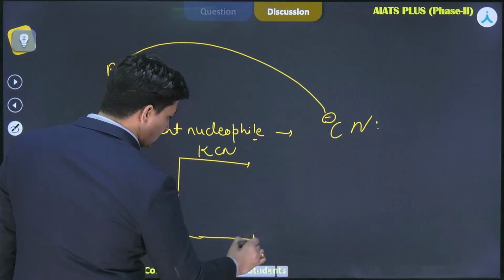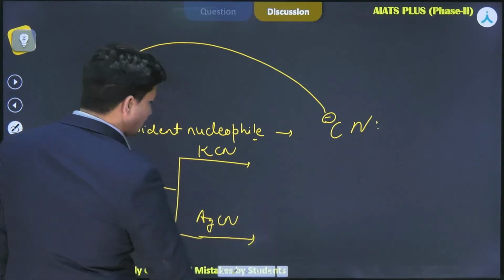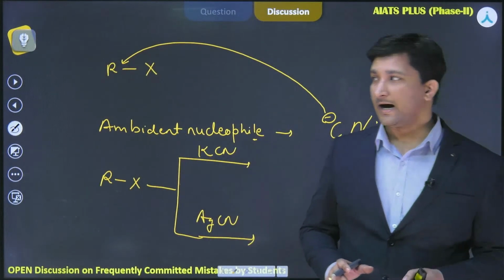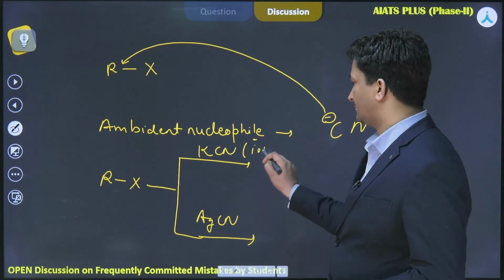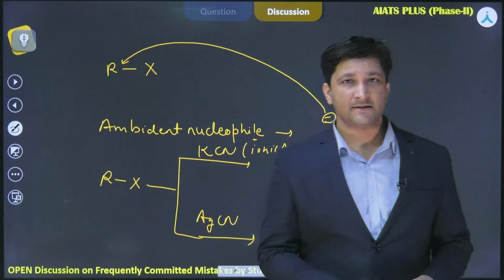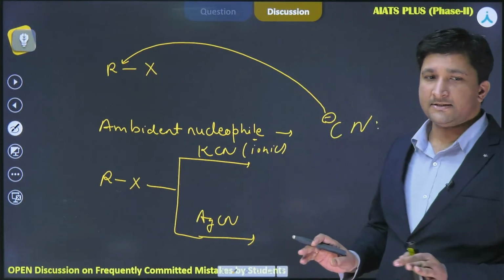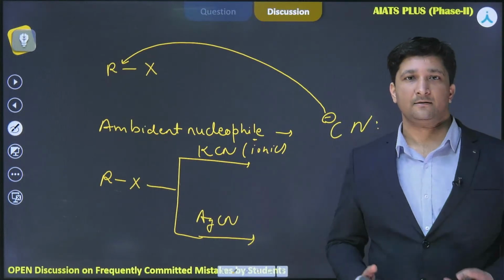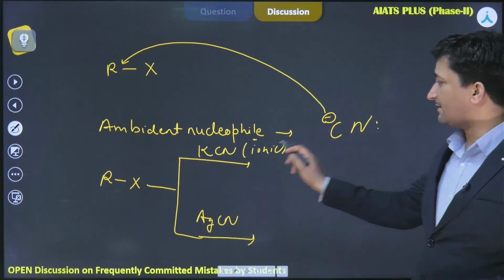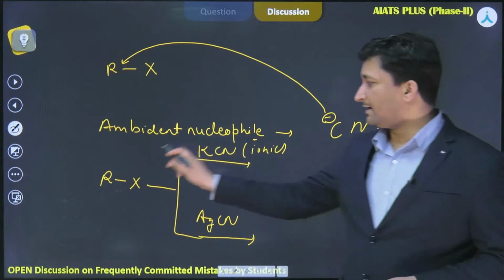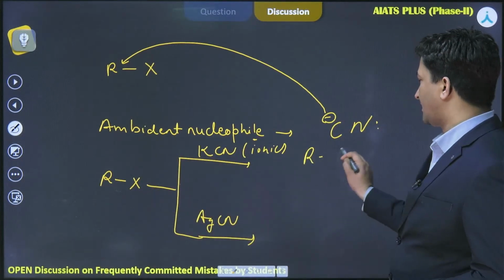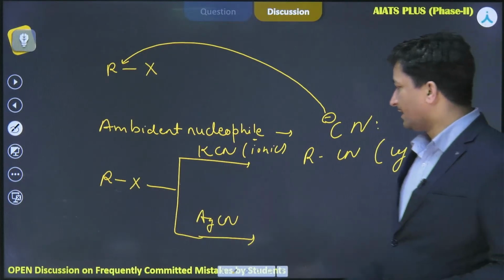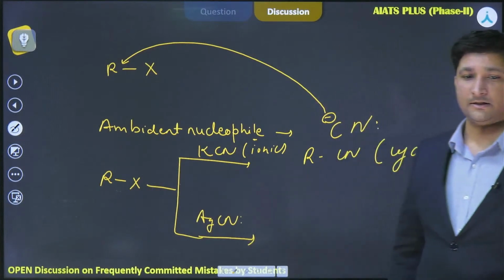RX will react with KCN and will react with AgCN. If RX reacts with KCN, then we know that KCN is an ionic compound, and due to this ionic nature, it will dissociate to produce K plus and CN minus. Now, out of these two, the negative charge will have more impact as a nucleophile. So this negative charge on the carbon will attack, and we are going to get RCN, which is cyanide.